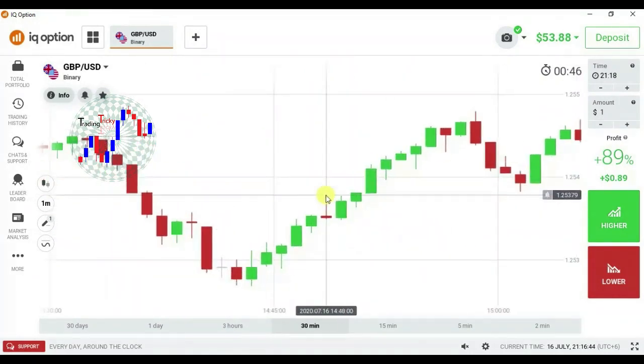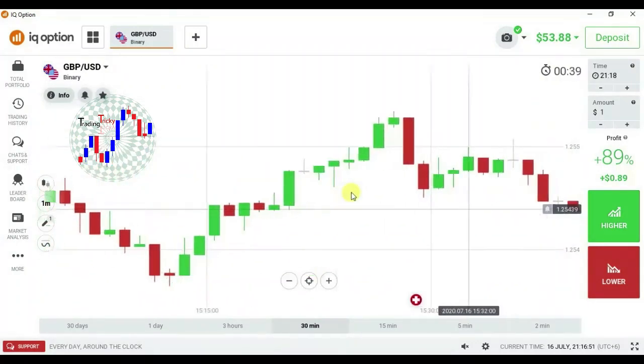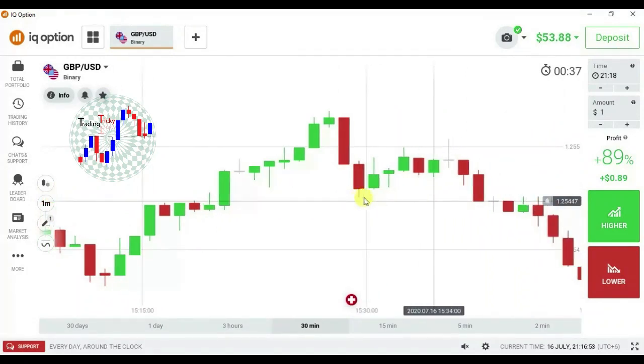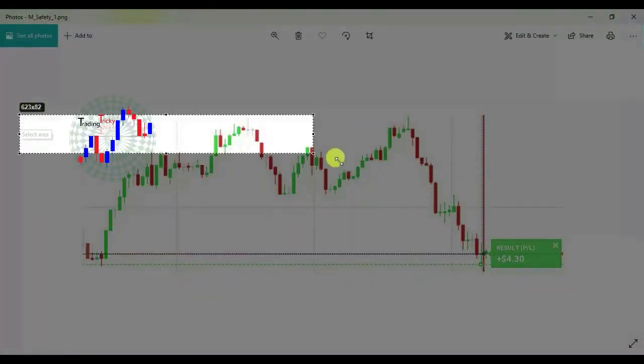So now I will show you some trades that I took using price benefits, so that you will understand more clearly where we should use the price benefit. Okay, here is the chart. You can see where I have used price benefit.